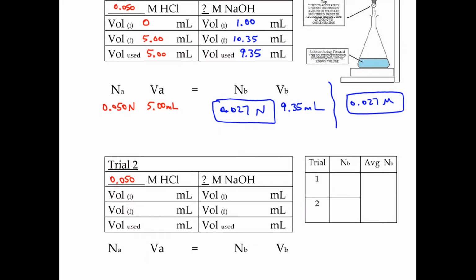Again, I started at where I left off the first time, 5.00. Then I went all the way down to 10.10. So the difference is 5.10 milliliters. My base, I started where I left off from the first trial, which was 10.35. I went all the way down to 20.05. And when I subtracted those, I got 9.70 milliliters of the base.